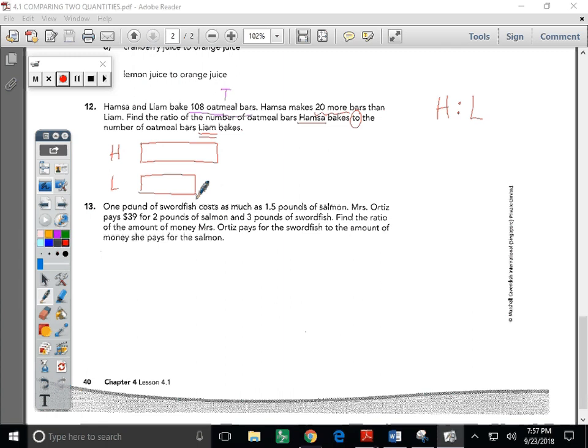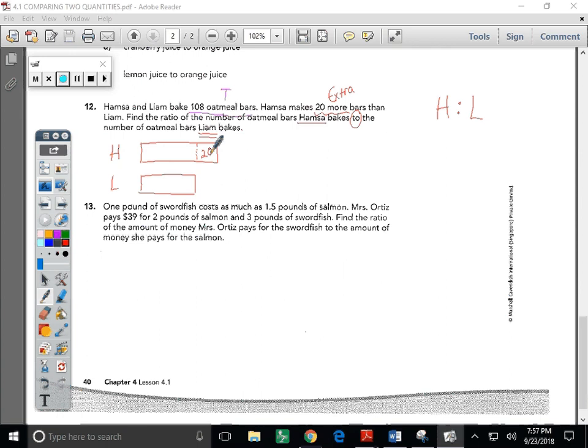There's something of interest here. If Hamza really made 20 more, wouldn't that be the extra portion on his bar? Wouldn't it be like karate chopping this right about here, hi-ya, and saying, hey, there's a 20 sitting here. This looks pretty good to me.